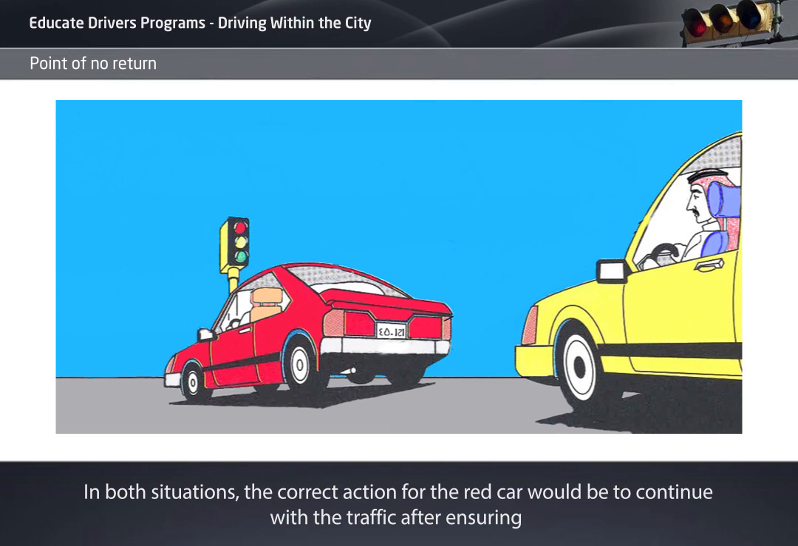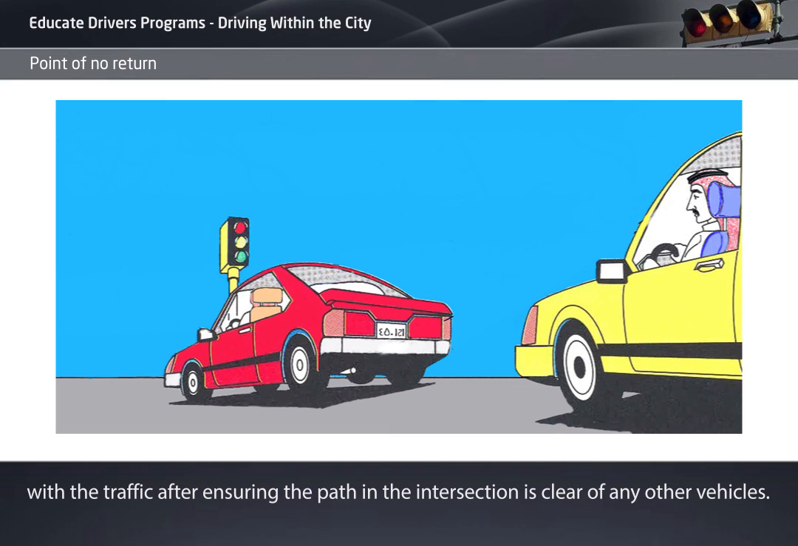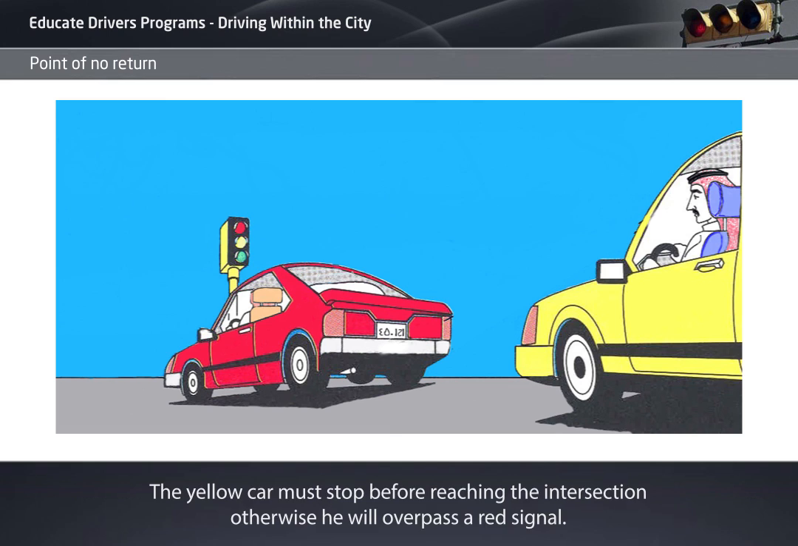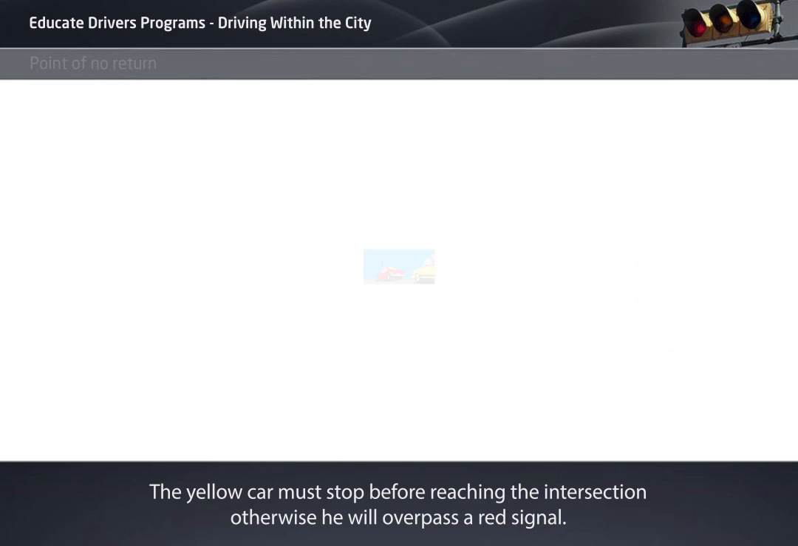In both situations, the correct action for the red car would be to continue with the traffic after ensuring the path and the intersection is clear of any other vehicles. The yellow car must stop before reaching the intersection, otherwise he will overpass a red signal.